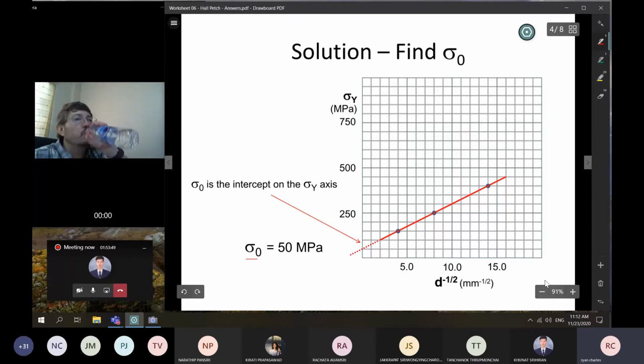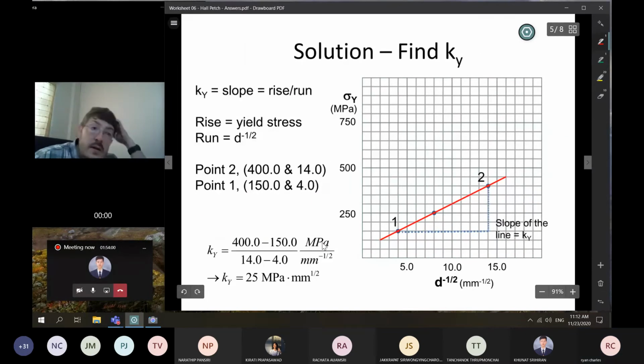So that's 50. 50 what? Well, it's on the yield scale, 50 MPa. So at some enormous grain size or something, it's saying it's 50 MPa.